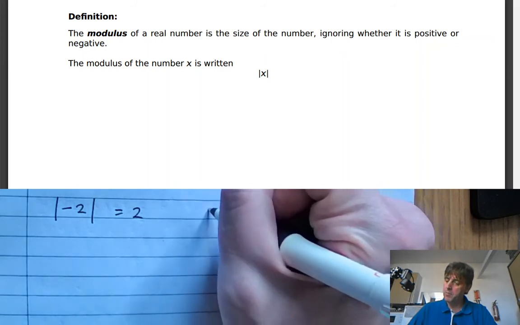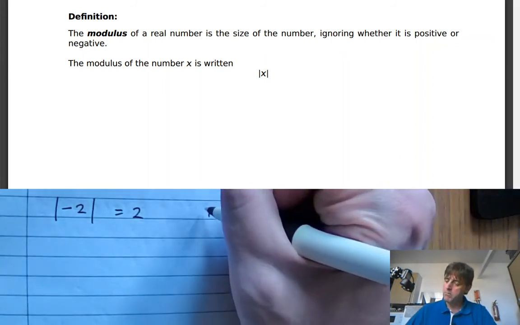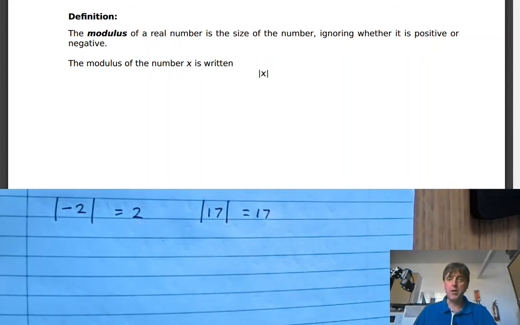Let's have a look at another example. Let's say the number 17. What's the modulus of 17? Well, that is still just going to be 17. The size of that number is 17. It happens to be positive, but we don't really care about that when we're talking about moduluses. Got the idea? Let's do one more.